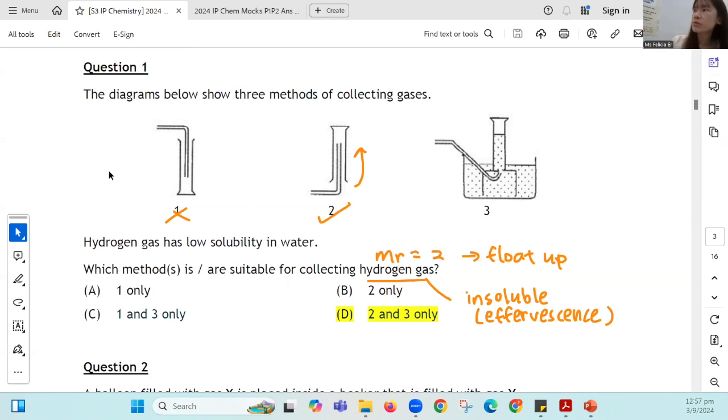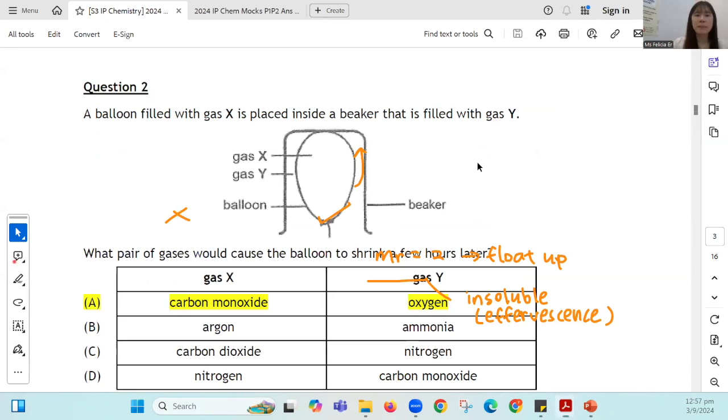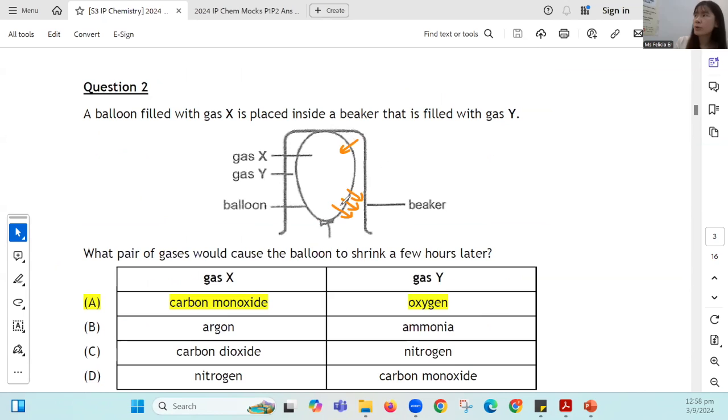Then moving on to question number 2. Over here, it would be the kinetic particle theory topic. In order for it to shrink, you want the gas to come out faster than the gas going in. If you want the gas to come out very fast, the gas inside, which is X, should be of a smaller relative molecular mass. Smaller and lighter, it will diffuse faster. Compared to Y, you want it to go in slower. Slower means it should be larger mass, because heavier, it would move slower.